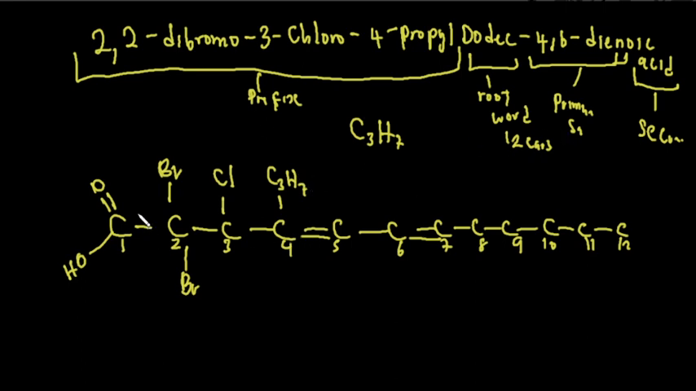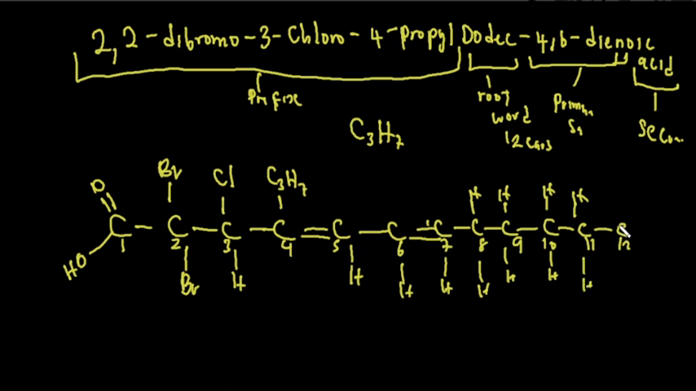Then we now fill with hydrogen. Remember, carbon can contain only 4 bonds. This carbon has 1, 2, 3, 4, so it's filled. This one has 1, 2, 3, 4, so it's filled. This one has 1, 2, 3, so it remains 1, so put hydrogen. This one has 1, 2, 3, 4, filled. This one has 1, 2, 3, so remaining 1 hydrogen. This one has 1, 2, 3, remaining 1 hydrogen. This has 1, 2, 3, remaining 1 hydrogen. This one has 1, 2, so 2 hydrogens. This is 1, 2, remaining 2 bonds to make it 4. This is 1, 2, remaining 2 bonds to make it 4. This is 1, 2, remaining 2 bonds to make it 4. This is 1, remaining 3.